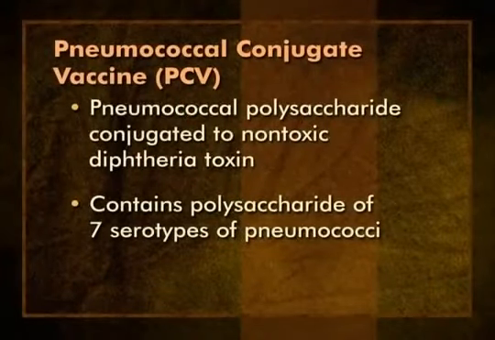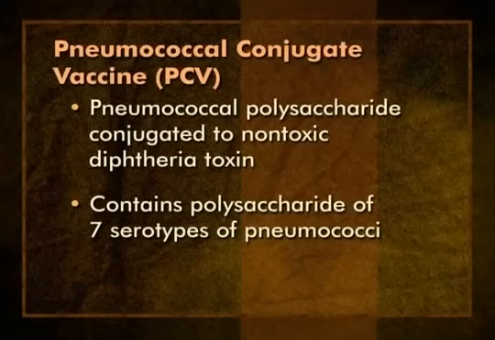Pneumococcal conjugate vaccine, Prevnar, contains purified pneumococcal polysaccharide conjugated to a non-toxic variant of diphtheria toxin known as CRM197. It contains the polysaccharide of 7 serotypes of pneumococci. The 7 serotypes included in PCV account for 86% of bacteremia and 83% of meningitis among children younger than 6 years of age. Additional pneumococcal conjugate vaccines containing additional serotypes are being developed.